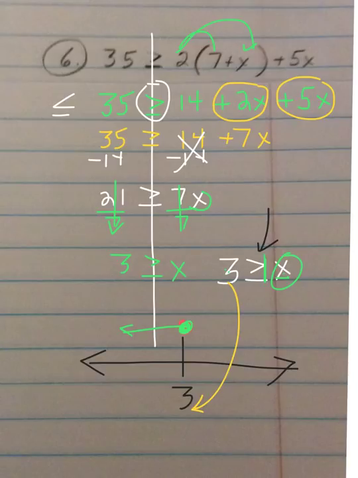I could, if I wanted to switch the order, go x is less than or equal to 3. I could put it that way. And that would still mean the same thing. X is less than 3. See how I point to that little point? That means it's small. X, the solution, is less than 3. So that is another way to look at that.